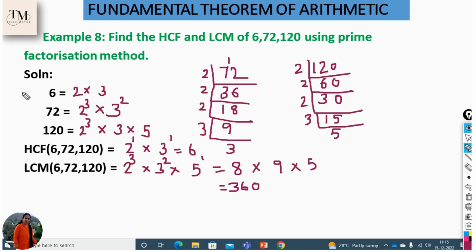So here we cannot say that 6 into 72 into 120 will be equal to HCF into LCM. In the last example, we saw that A cross B is equal to HCF into LCM. That condition is true for only 2 values. For 3 values, it will not be equal. So you can check and confirm that. Okay, children? So let us go to the next example.